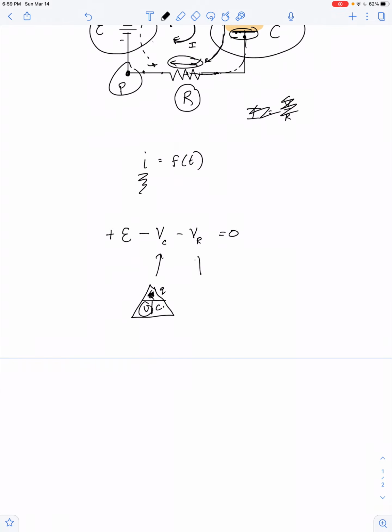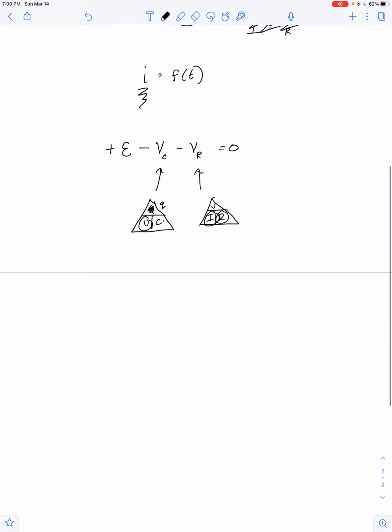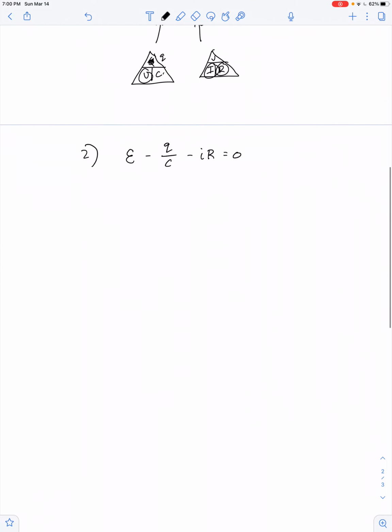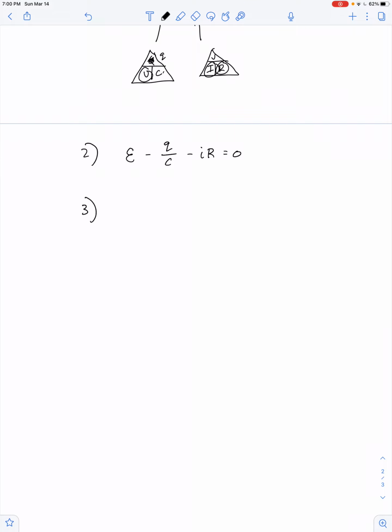Okay, how do we calculate voltage across a resistor? That follows from Ohm's law. So voltage is current times resistance. So I can take this equation and rewrite it as EMF minus Q over C minus IR is equal to 0. I can turn this into a differential equation by noting that current is the rate of change of charge, the flow rate of charge, right? So now we get EMF minus Q over C minus R times dQ/dt is equal to 0.